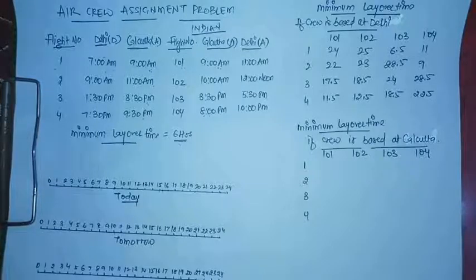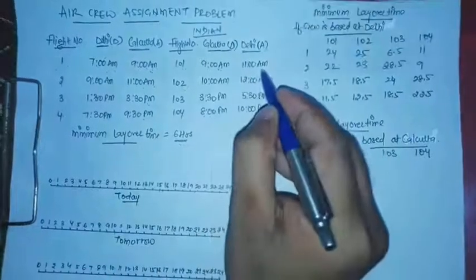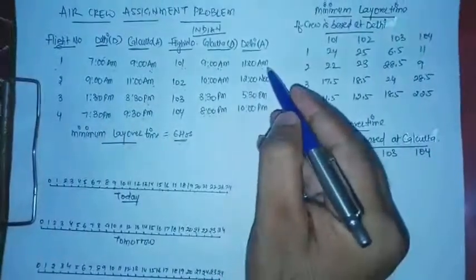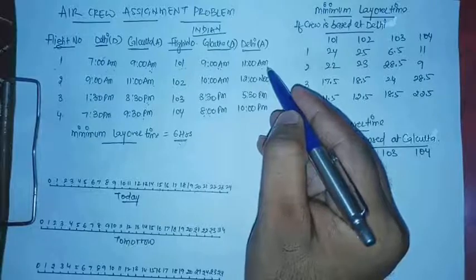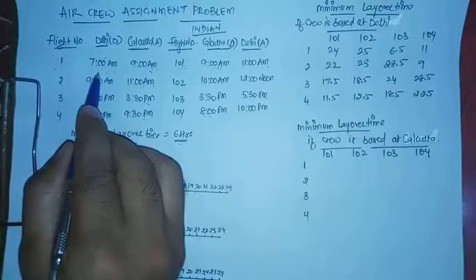We have formulated it. Now our next objective is to formulate our second minimum layover time matrix, and that will be on the basis of if crew is based on Calcutta. If the crew is based on Calcutta, we are going to see the arrival time at Delhi, because Calcutta's crew has been moved to Delhi. Arrival time at Delhi, okay, and departure time at Delhi.